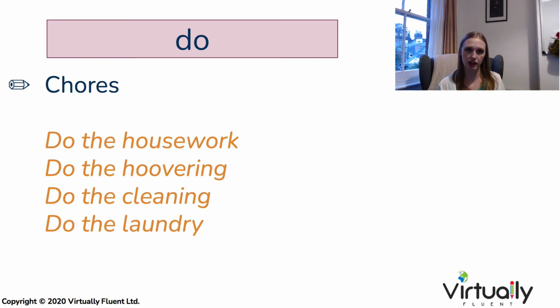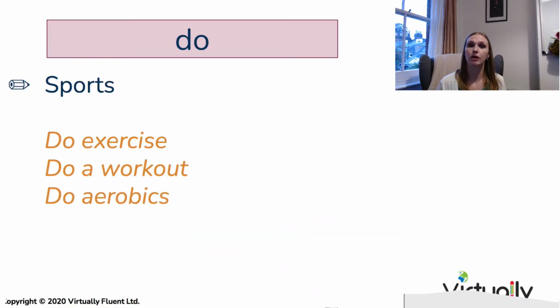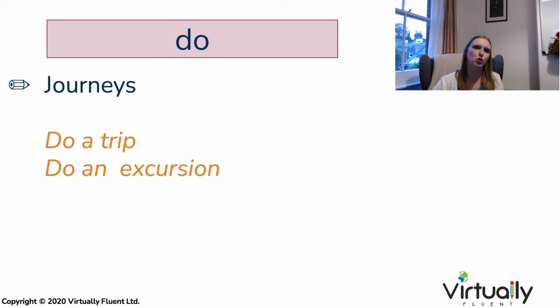To do the housework, to do the hoovering, to do the laundry, to do the cleaning. Anything with appearance and body care is also do. To do my nails, to do my hair, to do my makeup. When we talk about physical activities, it's also do. To do exercise, to do sports. And you might know that also verbs that are individual and don't really require any equipment would also use do. To do athletics, to do aerobics, to do yoga. When we talk about journeys and trips, again, we use do, to do a trip, to do an excursion.